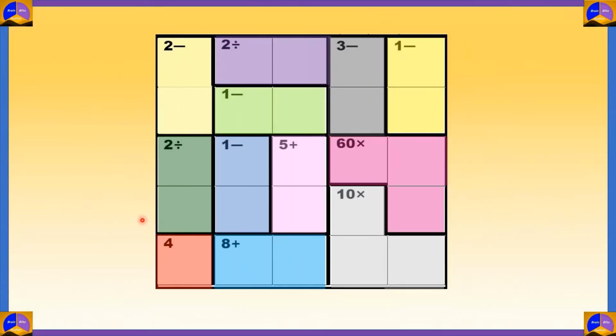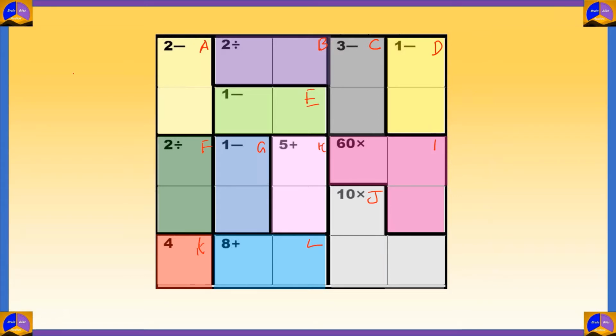Now, this is our Mathdoku puzzle. First, let's name our cages. This will be cage A, cage B, cage C, cage D, E, F, G, H, I, J, K, and L.